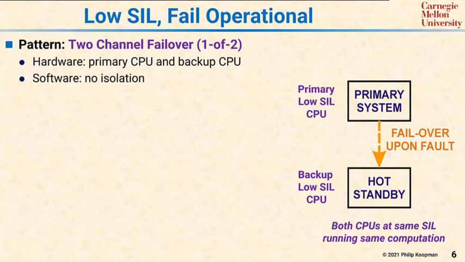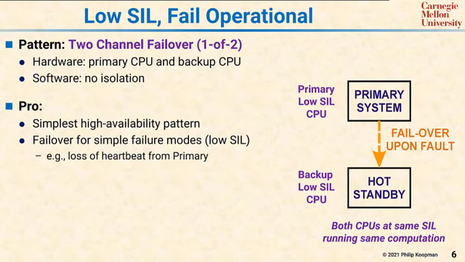The software pattern is both systems run the same software and there's no isolation between them, because the point of redundancy in this case is to provide higher availability. The pros for this pattern is that it is the simplest high availability pattern. If one CPU fails, the next one just takes over. And for simple failure modes, low SIL systems, the failover works pretty well.